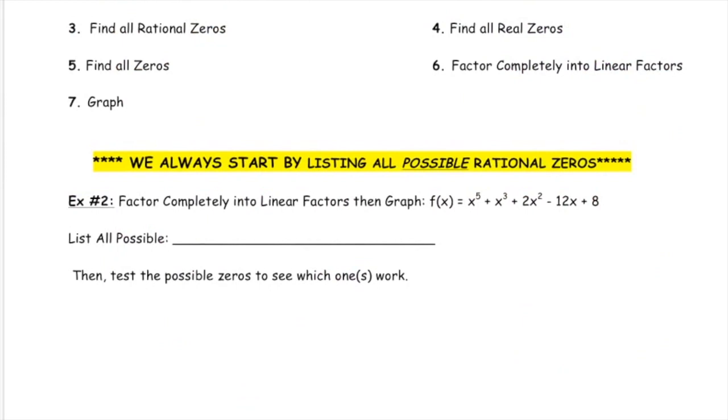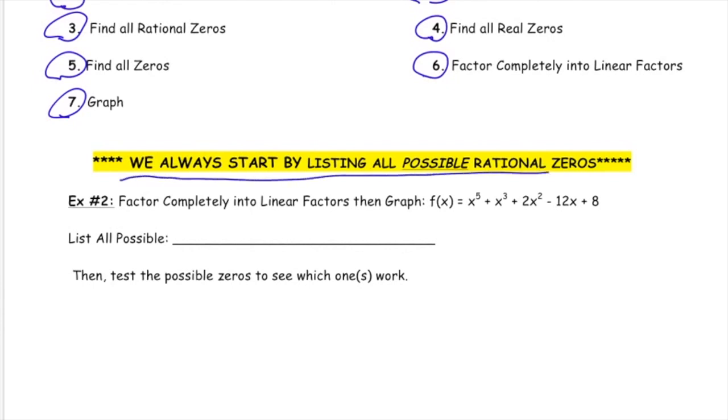As you may have noticed, there's so many ways I could ask the various questions. So I listed all the things I could be asking you here. I could say, how many possible rational zeros are there? List all possible rational zeros. Find all rational zeros. Find all real zeros. Find all the zeros. Factor completely into linear factors or graph. No matter which one of these 7 questions I ask, you always start by listing all possible rational zeros.